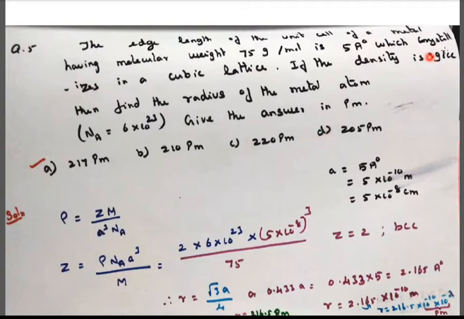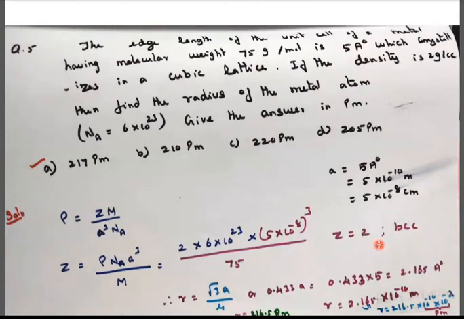So the density is given as 2. Here the Avogadro number is 6 into 10 to the power of 23. The a cubed value is nothing but 5 into 10 to the power of minus 8, the whole cube, divided by the molar mass, which is given as 75 gram per mole. Solving all this, we are getting the Z value equal to 2.